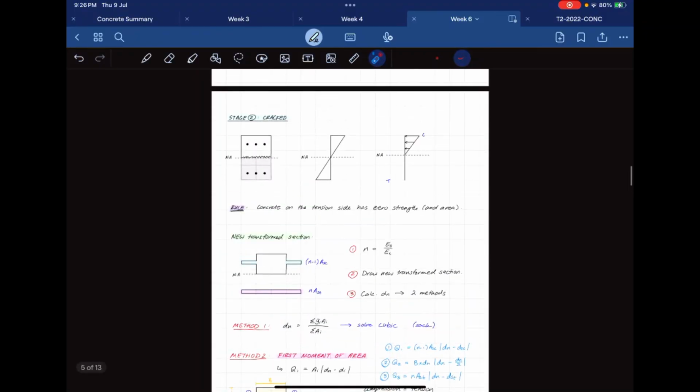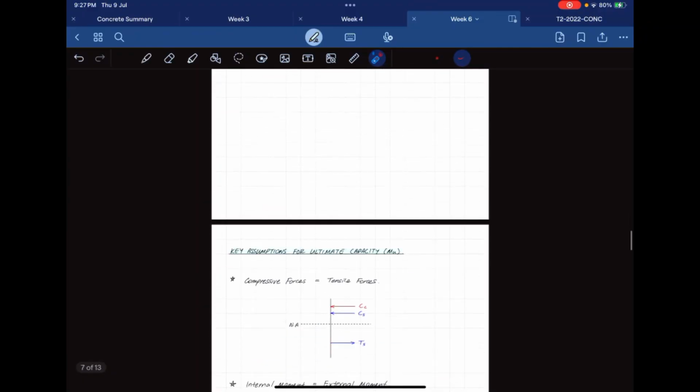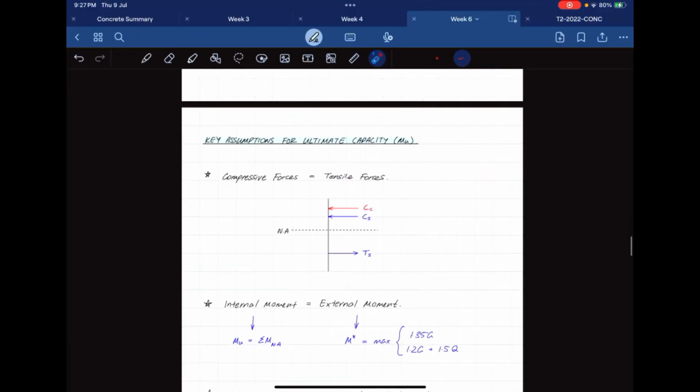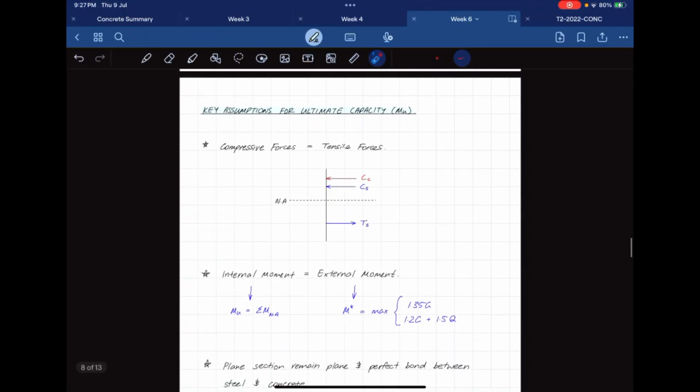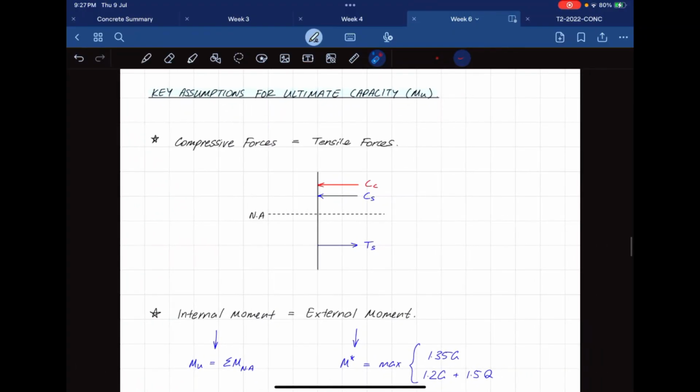So there's one more stage. So that's cracked stage done. Now, before I jump into the ultimate stage, there's a few key assumptions that you're going to have to understand. I've already talked about this, but the first one is your compressive forces are going to be equal to your tensile forces. So this is what the force diagram looks like. I'm going to explain it later on.